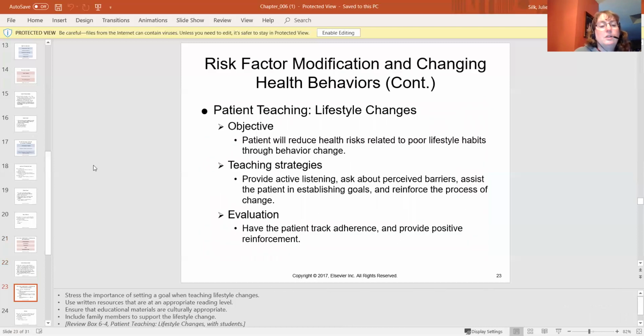Okay, so as far as patient teaching goes about lifestyle changes, we want to reduce health risks related to poor lifestyle habits. So we want to provide active listening, ask about perceived barriers, assist the patient in establishing goals, and reinforce the process of the change. And then when we're evaluating this, we want to have the patient track adherence and provide positive reinforcement to them. And it always is helpful when family members support the lifestyle change. That always goes a long way.